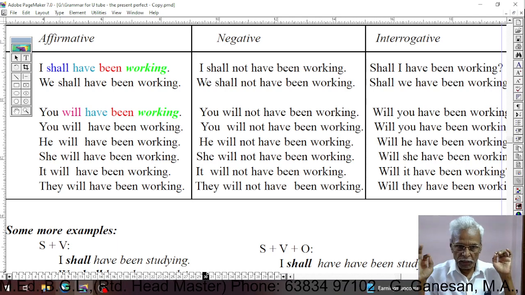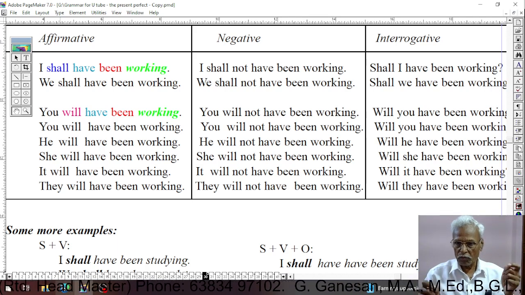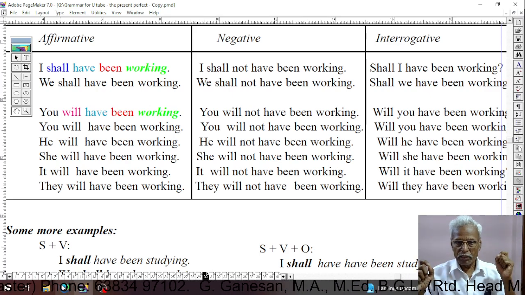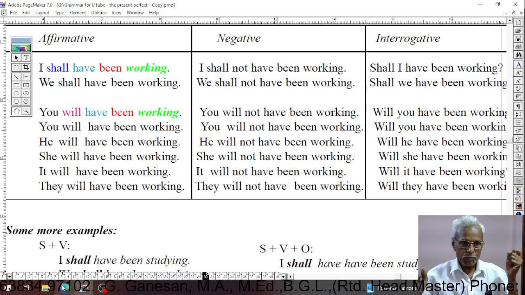Will you have been working? Singular and plural. He will have been working. He will not have been working. Will he have been working?